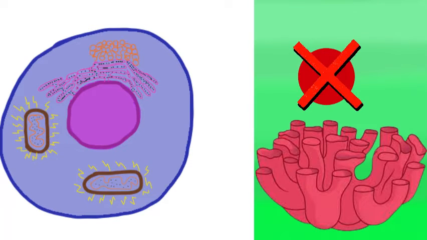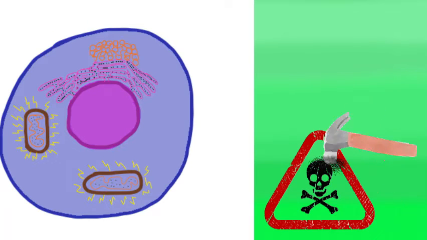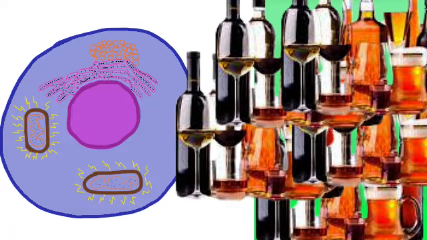Smooth ER. Smooth ER does not have ribosomes. It produces lipids, cholesterol, and is very good at breaking down toxins. An example of toxins is alcohol. When you drink alcohol, your body produces more smooth ER to break down these toxins. Not a good thing, by the way. You'll have to drink even more alcohol.